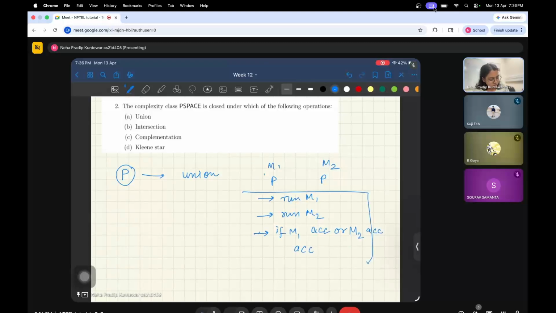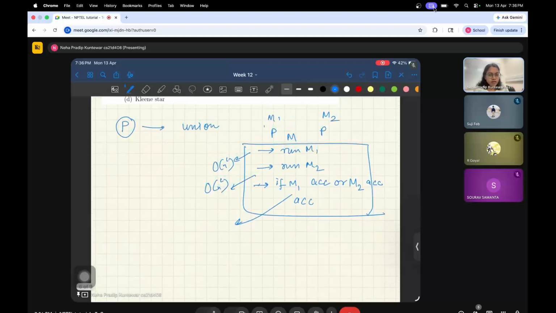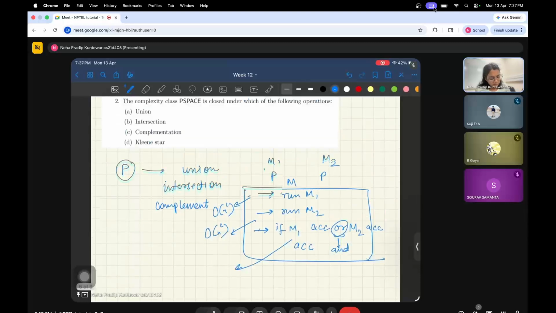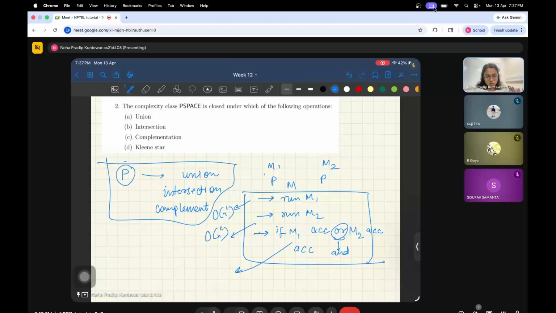If this is what your new machine does, then what is the time of this machine? This one takes n to the c time, this one takes n to the c time. Therefore, overall the machine takes polynomial amount of time, and you have your new machine for union. Similar thing you can do for intersection. Instead of or, you just make it an and, that will work. And complement also works. You just run the machine. If the machine accepts, you reject. If it rejects, you accept. Same thing. So these are some of the properties you know about P.